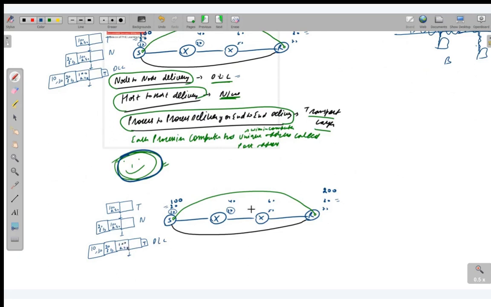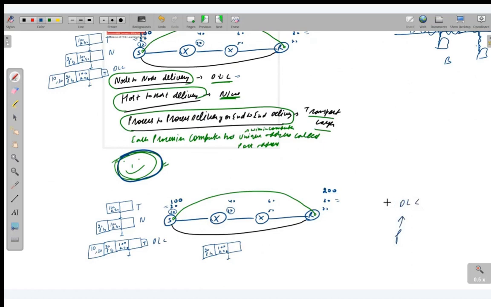Now that this packet has been received by this node, what has this node done? It has deleted these two things. This node has received this, so it has deleted these two things. Okay, why? Because this node said that 30 is my address, so I will unpack it. So unpack means, are you getting it? Now the physical layer has delivered data to the data link layer. Now the data link layer had a header and trailer. Header and trailer are gone.